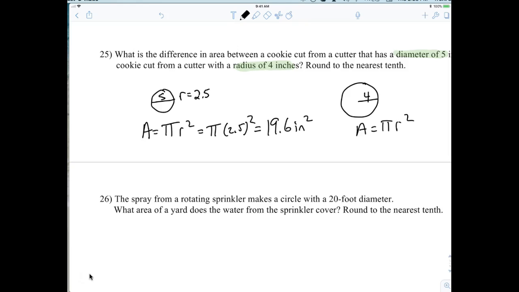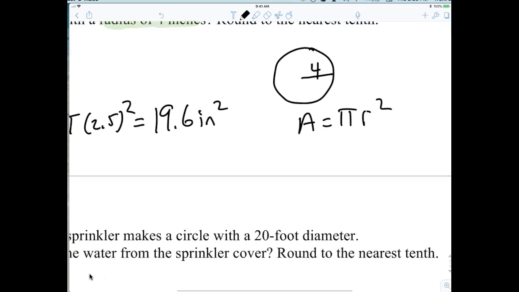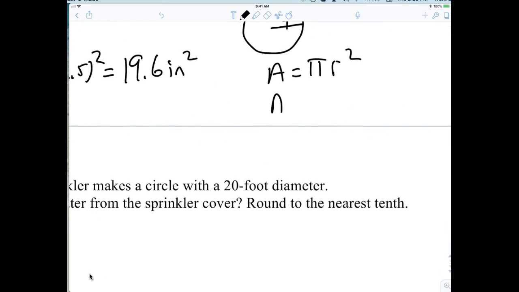All right, now the cookie that's cut from a 4-inch radius, area equals pi times 4 squared, which is roughly? About approximately 50.2. You could do 50.3. Remember, we're not going to argue over that. So if you put 50.2, I'm happy. If you put 50.3, I'm happy. Yes, and don't forget the inches squared.